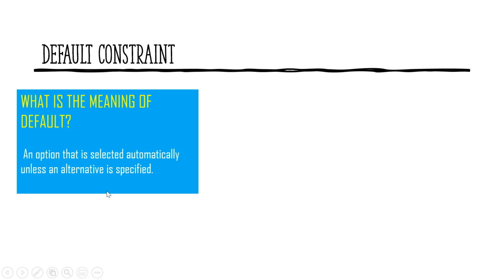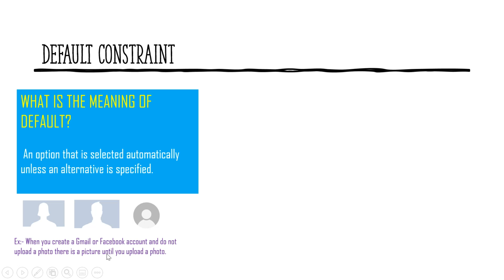So let's say if you created a Facebook account or a Gmail account, you see that your profile picture is by default something like this, right? So that is the meaning of default, where an option is automatically selected when you do not provide any particular information, or a picture in this case.